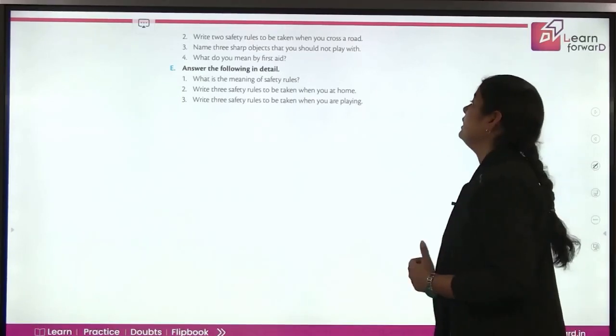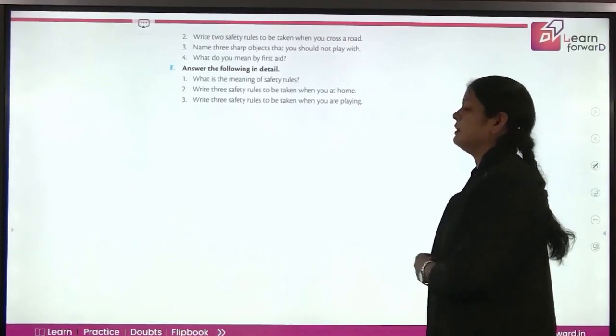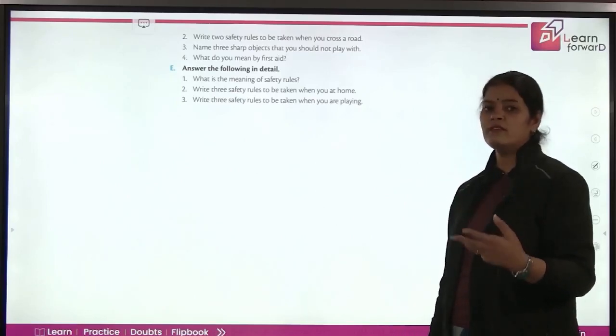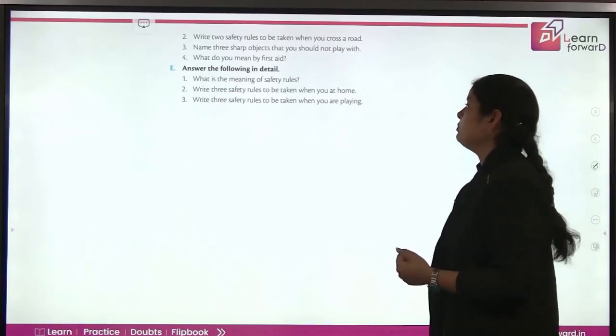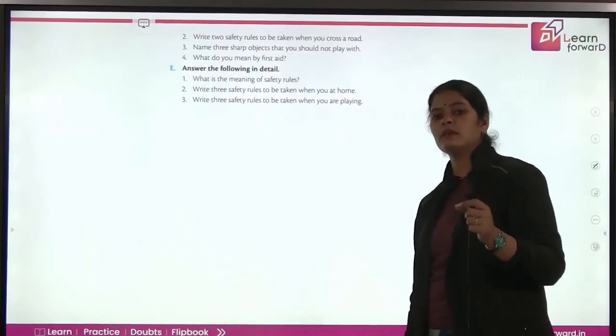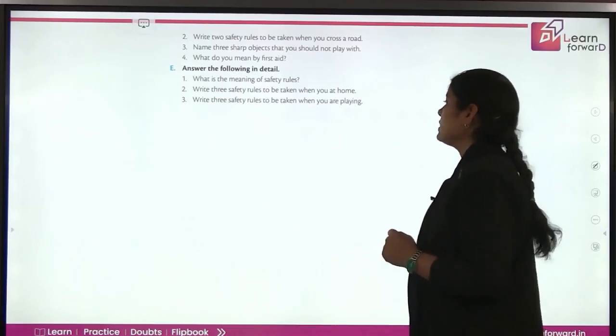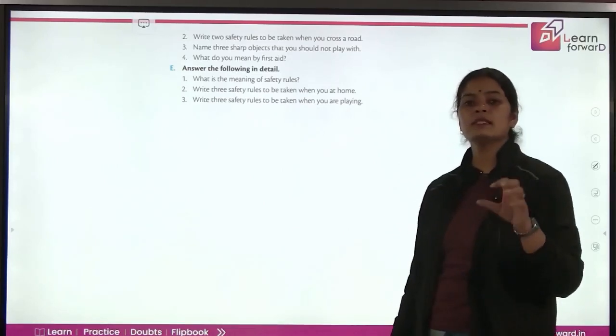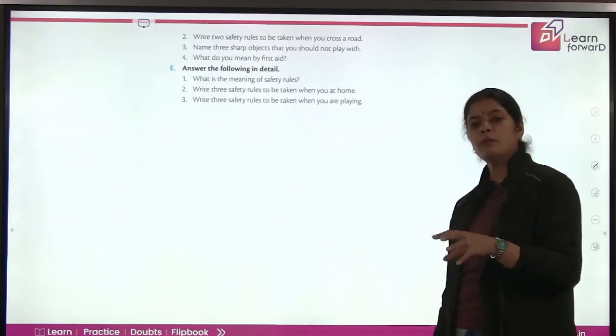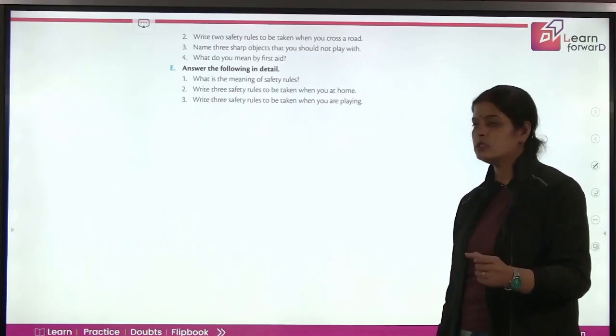Name 3 sharp objects that you should not play with. These are scissors, knives and blades. What do you mean by first aid? It is the first help that is given to an injured person. What is the meaning of safety rules? These are the set of rules that everybody should follow to keep themselves safe.